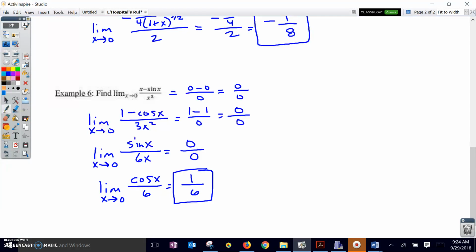All right, that was some quick, easy examples on the most basic forms of L'Hopital's rule.